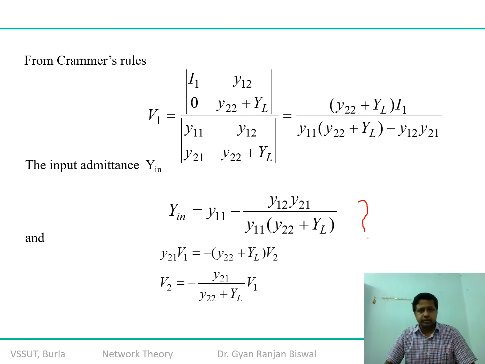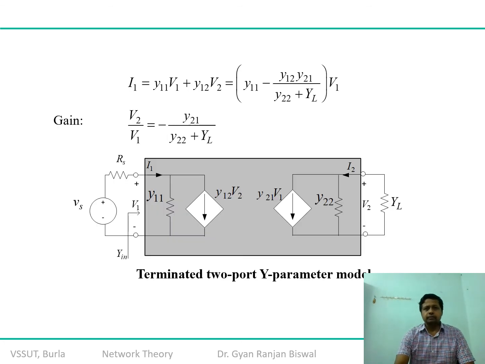So that's how you can represent the value of v2 in terms of v1. Let me proceed further. There is a standard equation, and you can substitute the value of v2 in terms of v1 by y11 minus y12 y21 upon y22 plus yl within bracket, into v1. Okay, so from here the ratio v2 by v1 you will get again is minus y21 upon y22 plus yl.